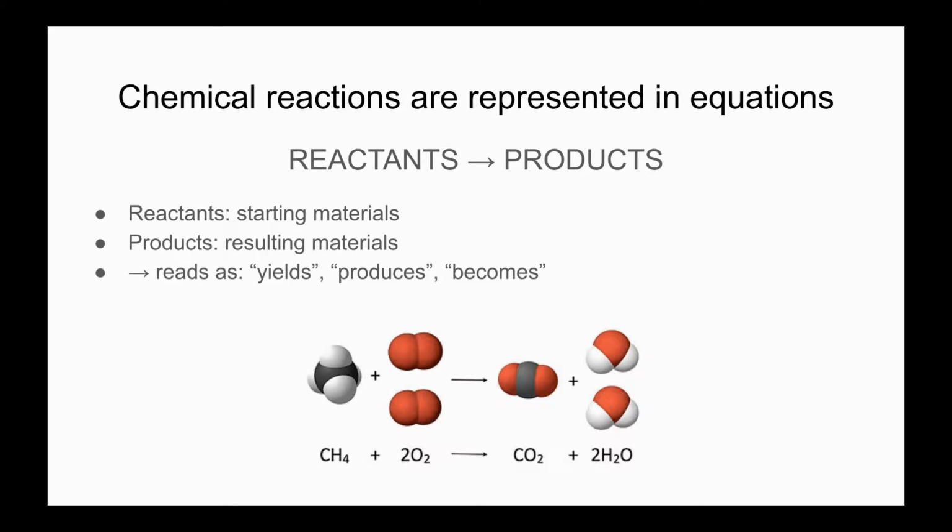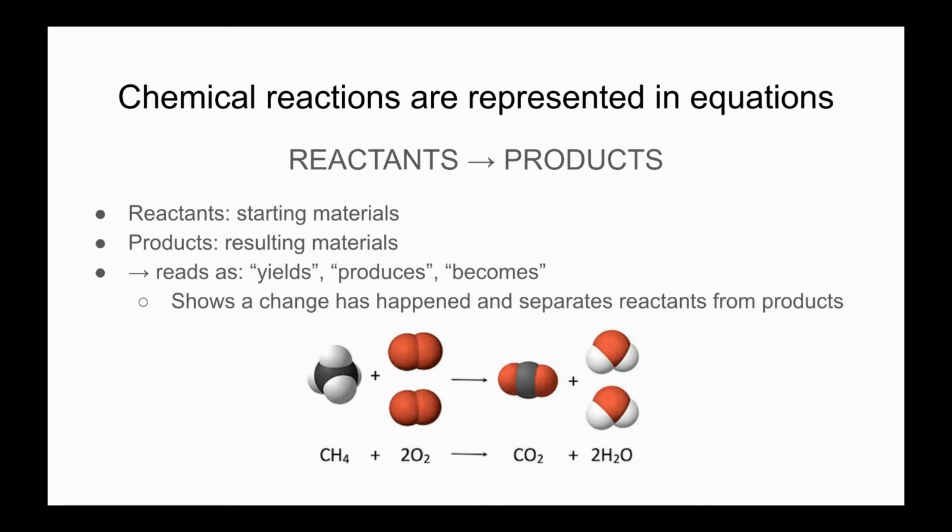That arrow reads as either yields, produces, or becomes. So the reactants produce the products. The reactants yield the products. That's how you read that arrow right there. And that arrow shows a change has happened and separates the reactants from the products.